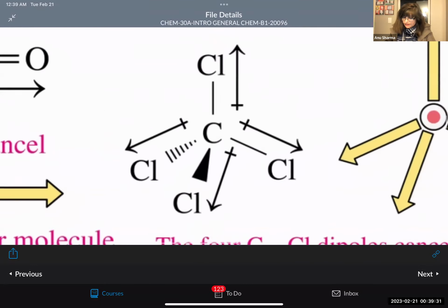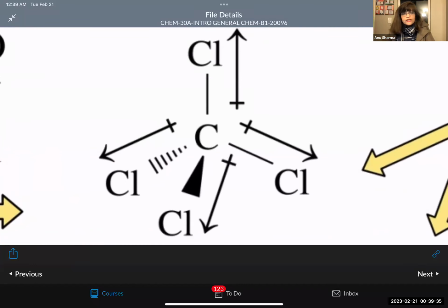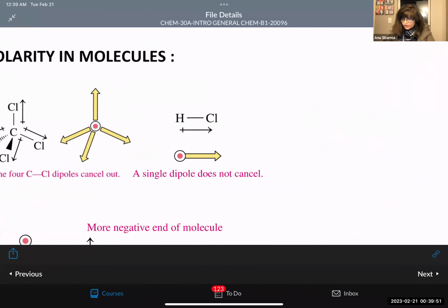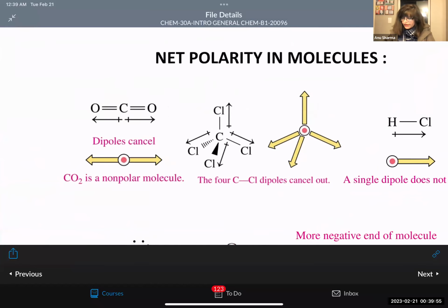Same story here. This is chlorine, more electronegative than carbon. Each of the chlorines pulls the electron clouds towards itself, and we show that by this arrow. But since the pull is equal on all four sides, the effect cancels out. So the overall effect is non-polar. So carbon dioxide is non-polar, and carbon tetrachloride is non-polar.